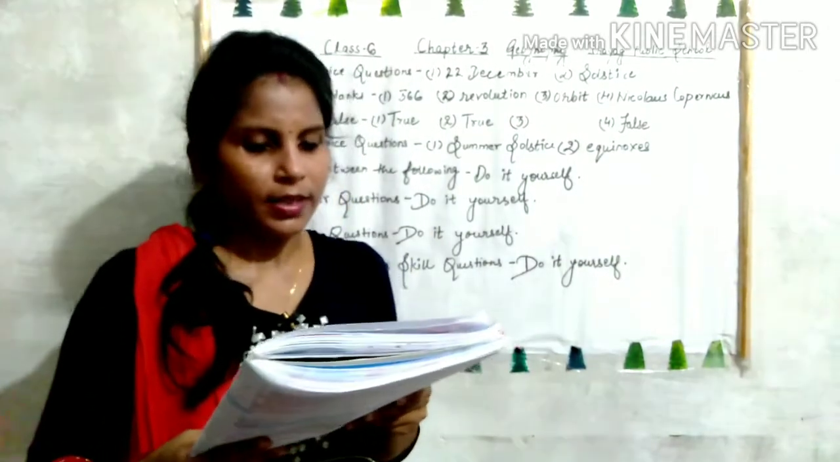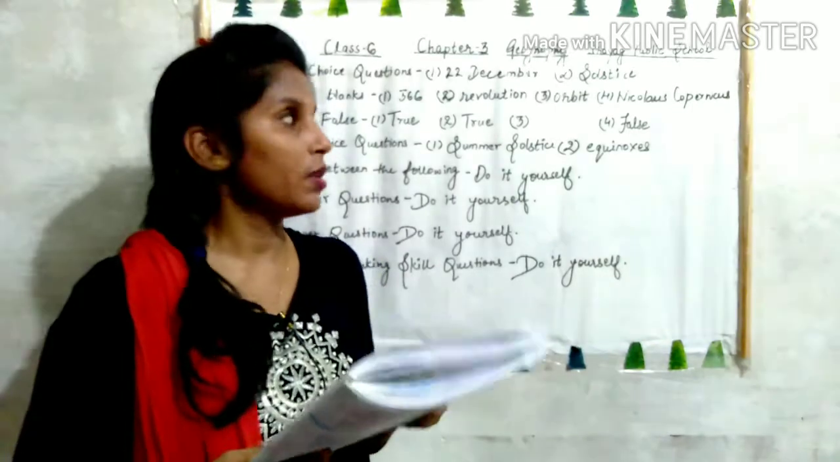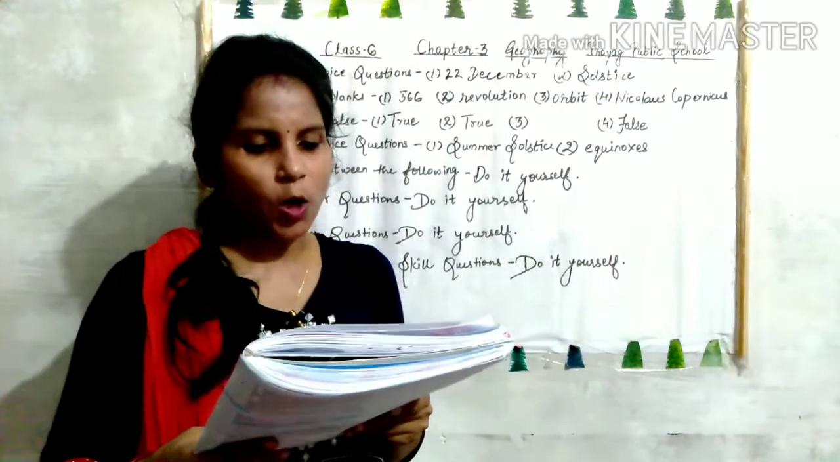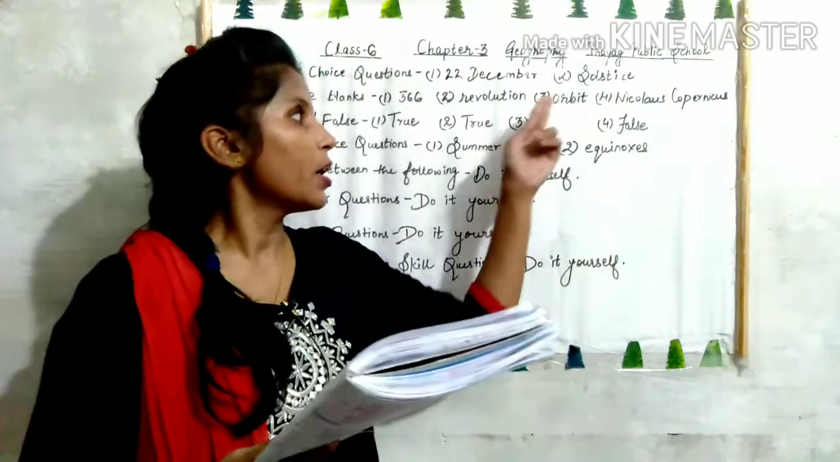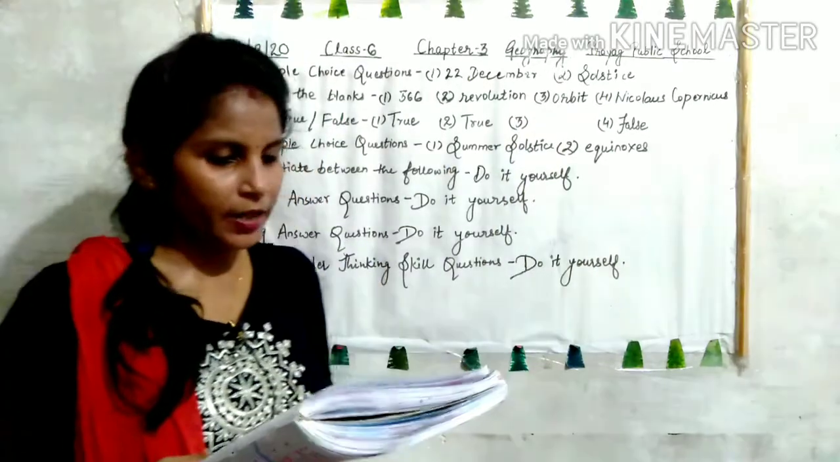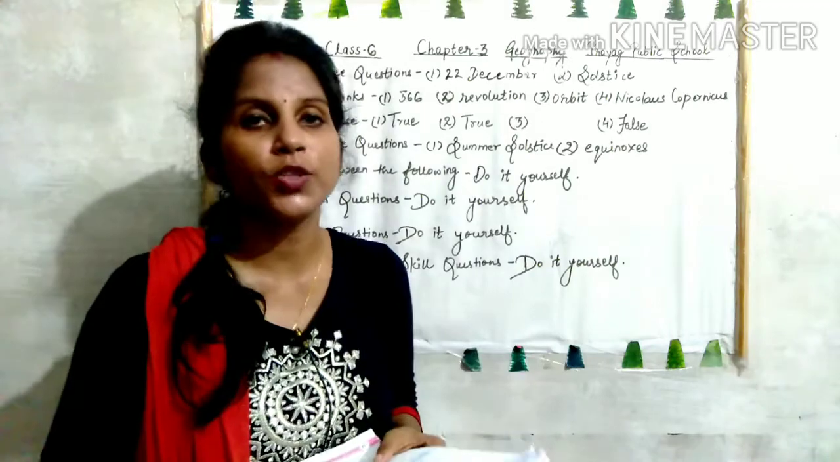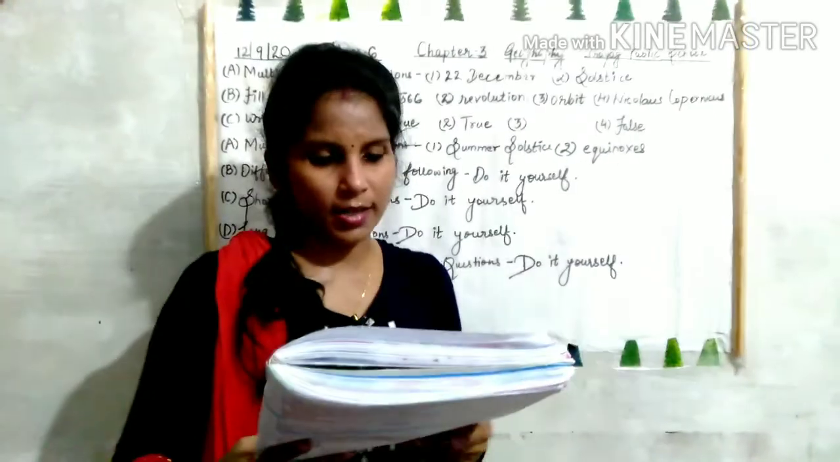Then second, the dash of the earth causes the cycle of seasons. So the right answer is revolution. Third, the path along which the earth revolves around the sun is called orbit. Okay, then fourth one, dash proved that the earth spins on its own axis. So the answer is Nicholas Copernicus.